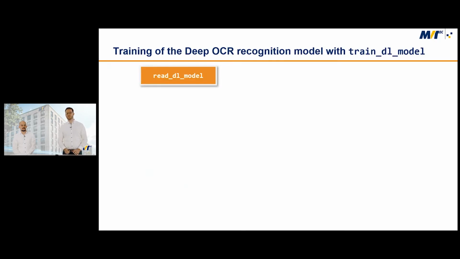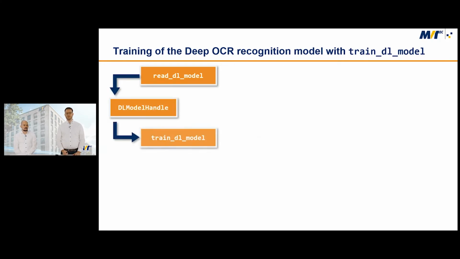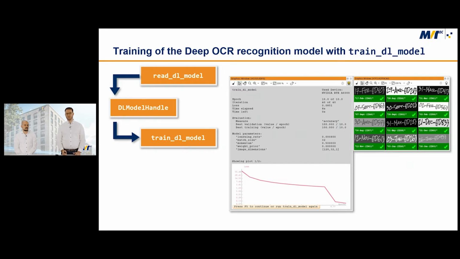Now let's have a look at the training. So this actually works with our read-DL model and our whole DL model world that you are familiar with from deep learning. So you read in your model, then you have your model handle. Then you use train-DL model with the DeepOCR training, and you have a visualization like this, which you are maybe also familiar with from deep learning, where you have the current performance on the images and all the data from the training on the left.